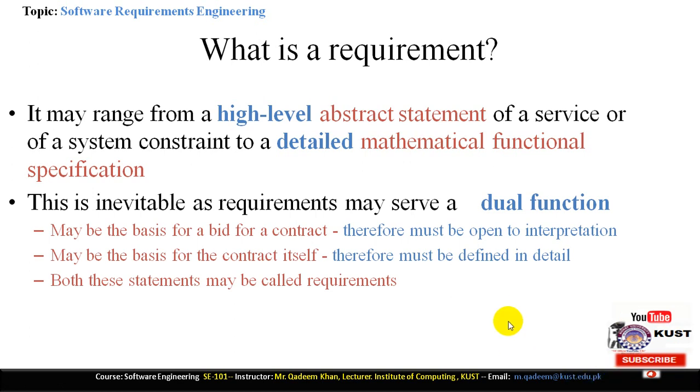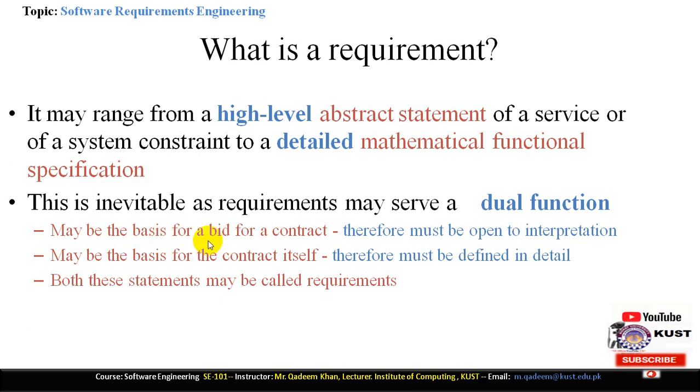Now requirements may serve a dual function. Dual function means requirements can serve two different objectives. Number one, it may be the basis for a bid for a contract. Basis for the bid for the contract means that all the requirements are considered for the bid for the contract.